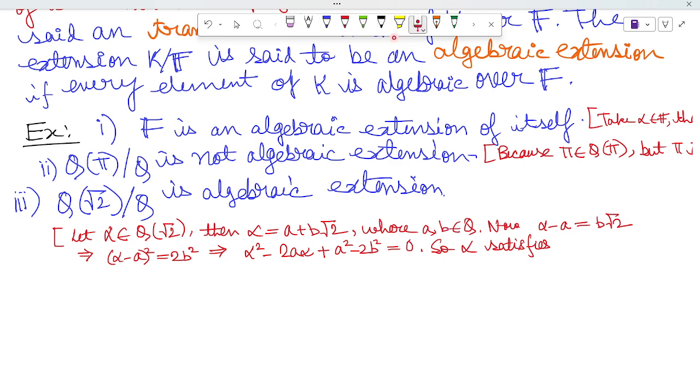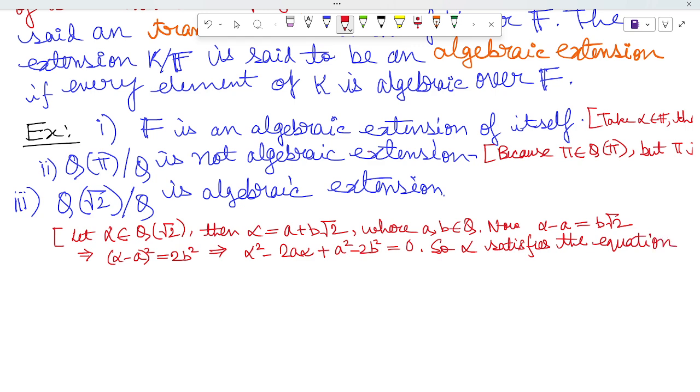So a and b are from Q. So this term is constant, the constant coefficient is from Q. The coefficient of alpha is 2 alpha, which is also from Q, and it is 1. So the leading coefficient is 1, it is Q. So alpha satisfies the equation.